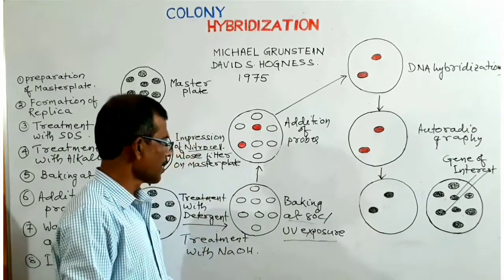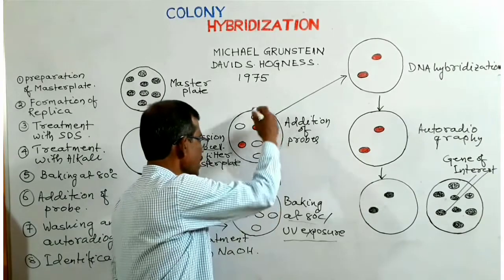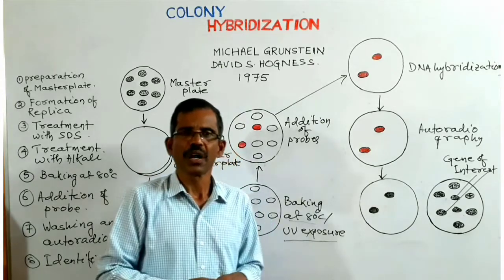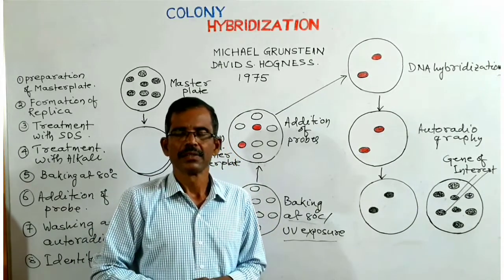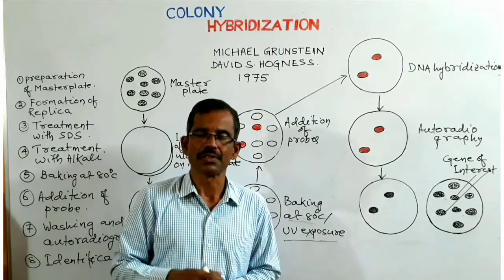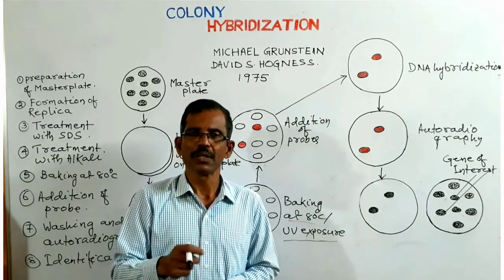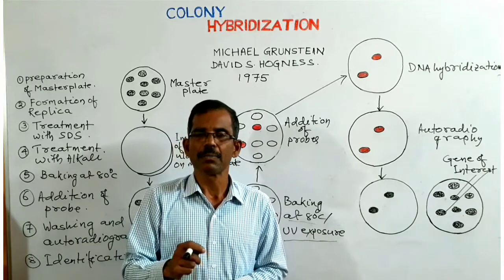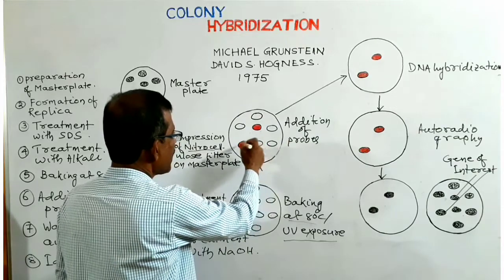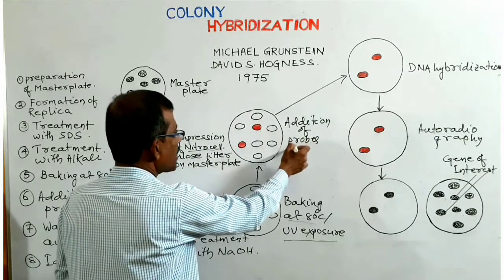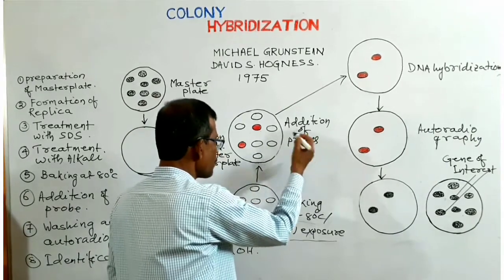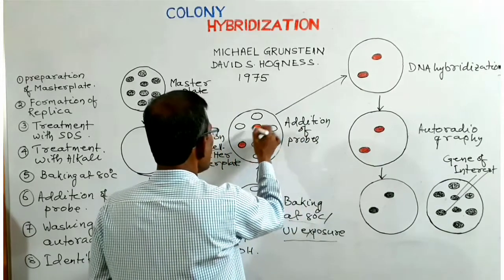After fixation, the next step is to treat this nitrocellulose filter with radioactive probes. Probes are short oligonucleotides that are radioactively labeled, or they can also be labeled by fluorescence. If the probes are radioactively labeled, then they can be detected by autoradiography. The nitrocellulose filter that contains the fixed DNA is treated with suitable radioactive probes. The probes will bind to the complementary DNA wherever it is present.